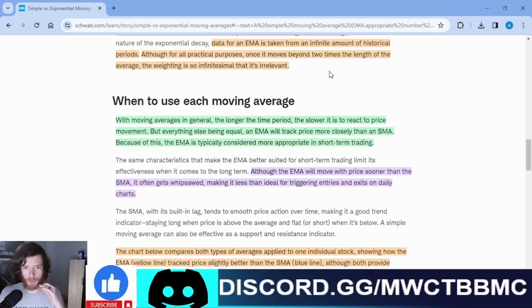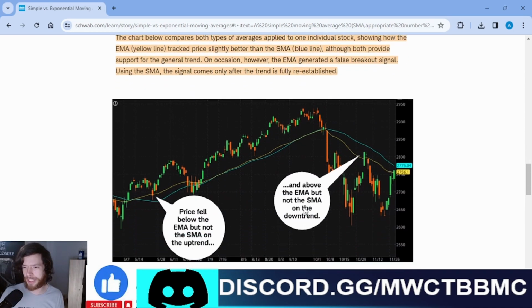But when to use these? With moving averages, the longer the time period, the slower it will react to the movement. But everything else being equal, the EMA will track price more closely than an SMA. Because of this, the EMA is considered more appropriate if you're doing short-term trading. The EMA will move with price sooner than the SMA, so it can get whipsawed and make your entries a little bit murky. We will show an example of that on the charts here.